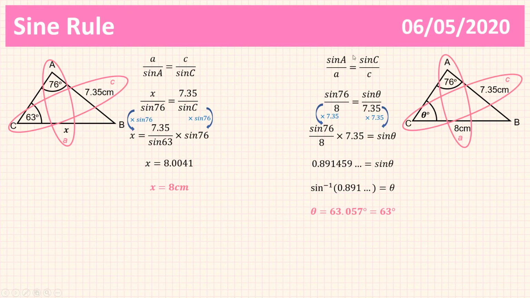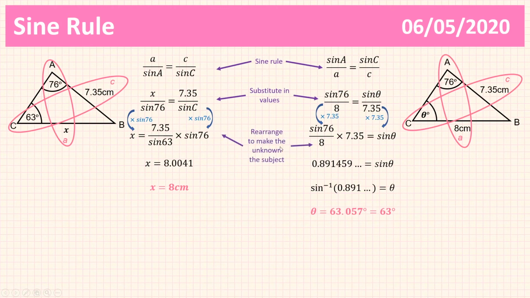And on the right hand side, we've got the sine rule where the angle is the numerator. But we've written down the sine rule for both questions. The next step, we've substituted in our values, which is exactly the same. Step 3, from what we can see, is we've rearranged to try and make the unknown the subject.